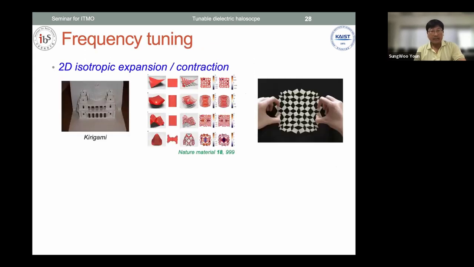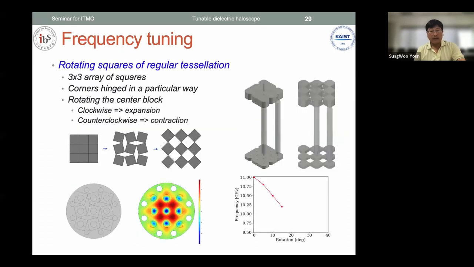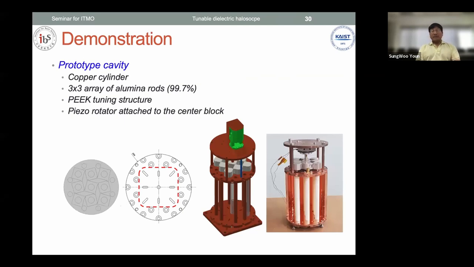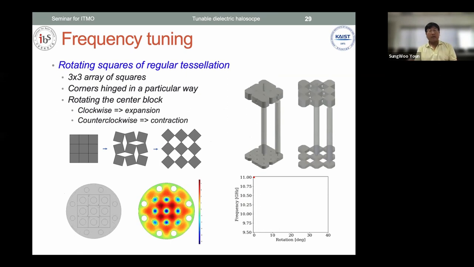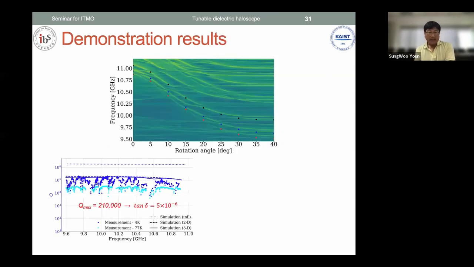Sure. That is a good point. Realistically, even our simulation constructs simulated three-dimensional structures, implementing our actual design. So probably it's going to be better in terms of the quality factor. So we basically expect this kind of shape, pretty much.